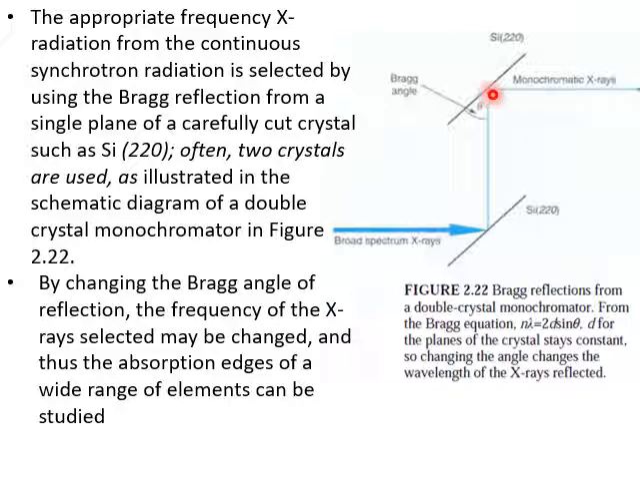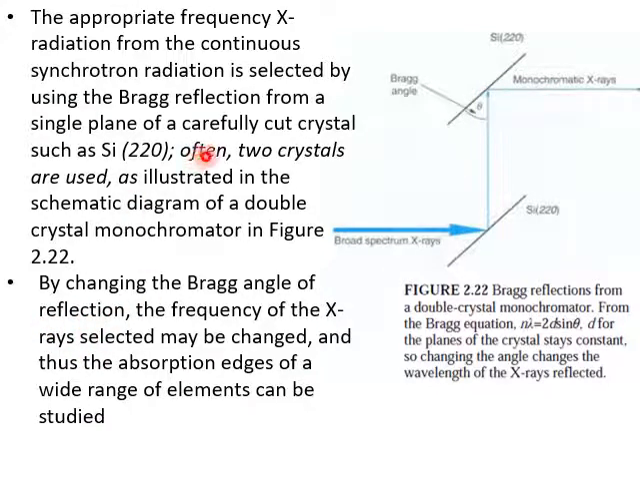and monochromatic X-rays are produced. Bragg reflection from the double crystal monochromator. This is a double crystal monochromator which converts the broad spectrum X-ray radiation into monochromatic X-ray radiation. So this is a monochromator made up of silicon crystal. From Bragg's equation, lambda is equal to 2d sin theta. We have already studied this equation. d for the planes of the crystal stays constant, so changing the angle changes the wavelength of X-ray reflection. By changing this angle, the wavelength can be changed according to Bragg's equation.